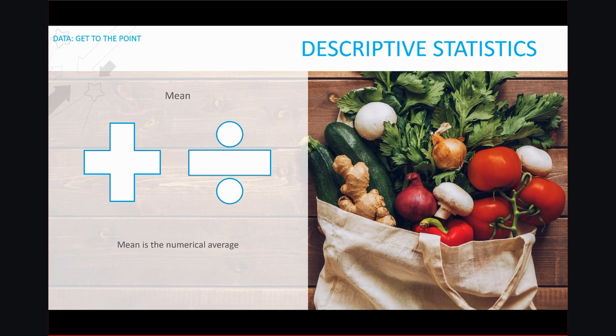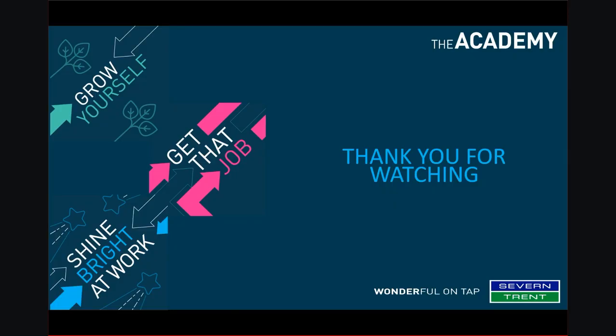We then have the mean, and it's called mean because it's the hardest to do. It's very mean. Mean is the numerical average. You add all of the values and divide by how many values there were. This gains a true insight to what the average score would be. For example, you could add all the prices of your shopping cart and then divide the total by the number of products you bought. This would help you find the average price of the products.